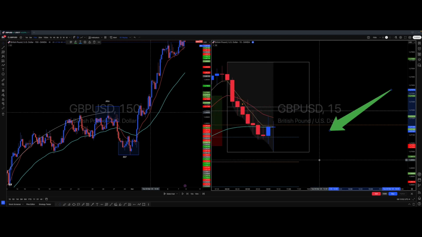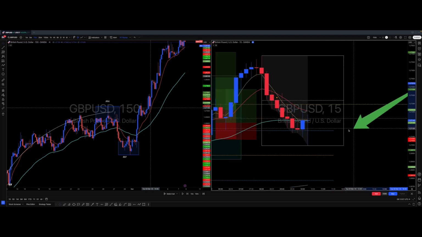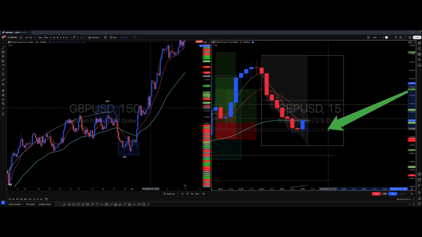So you do get a pullback. You actually get a wick. Anywhere on this wick, anywhere on this candle is going to be your entry. It just depends on where you want it to be. It's up to you as a trader, right?